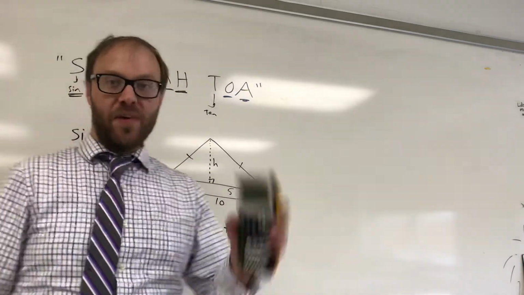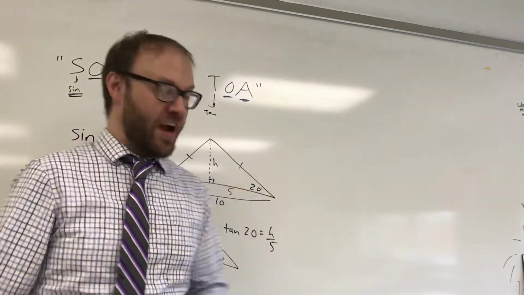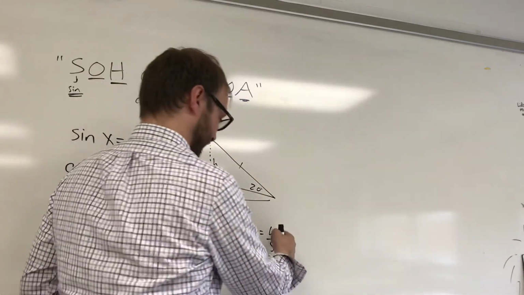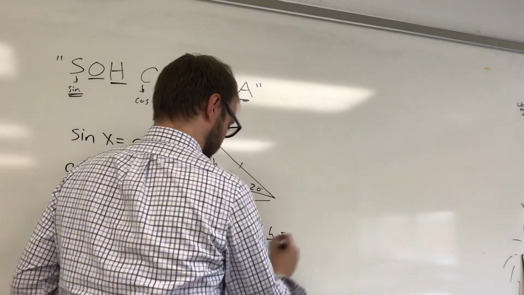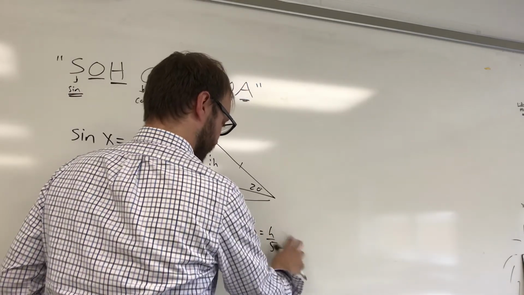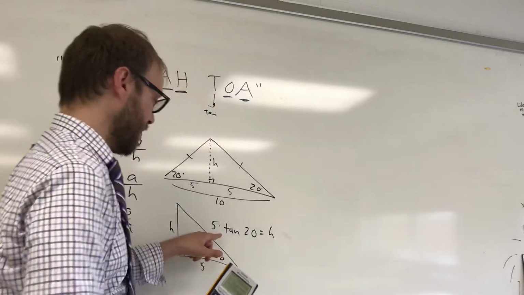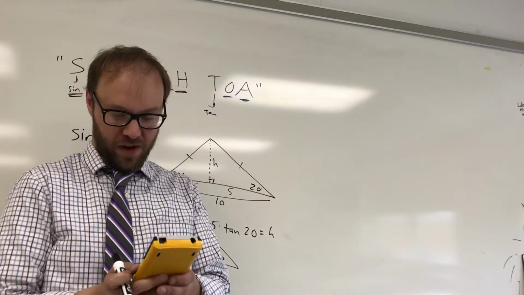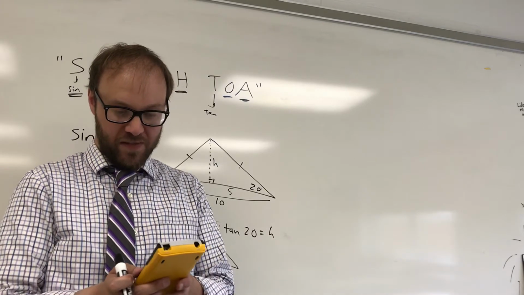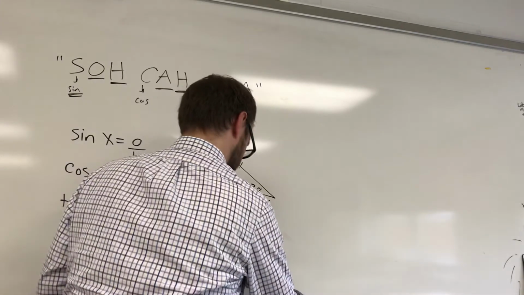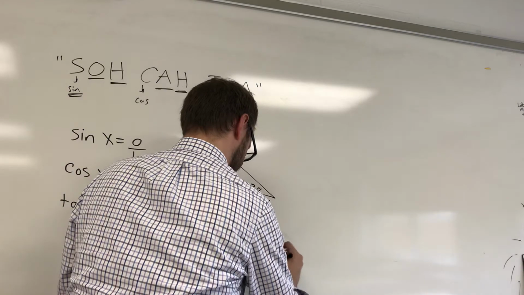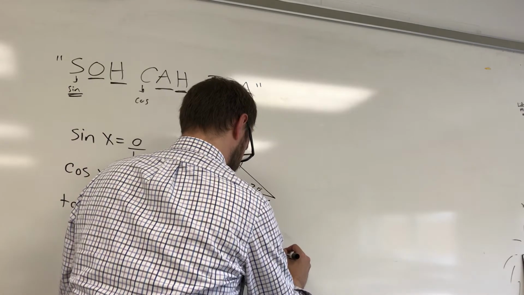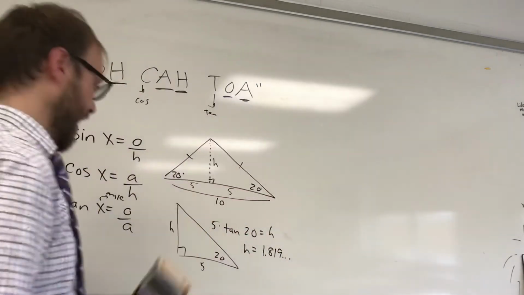And by the way, you don't have to put the decimal into your calculator. You could just write an expression. You could say, hey, h is being divided by 5. I'm going to multiply by 5, and it tells me that the height is just going to be 5 times the tangent of 20, or 5 times the decimal for the tangent of 20 if you want to write it that way. But it will save you a little bit of time. And so h is going to be approximately 1.819, and we're going to keep that in the calculator.